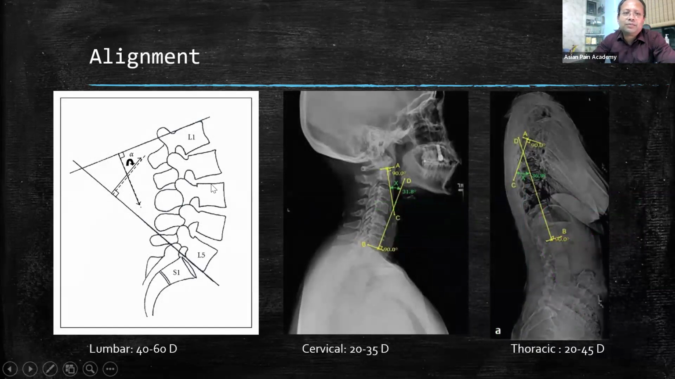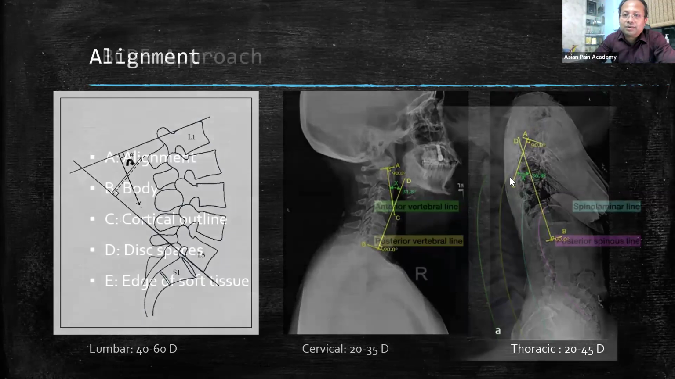By different measurements, whether it is a lumbar spine, a cervical spine or a thoracic spine, we can understand whether the normal lordosis, which we find at lumbar and cervical level, or the normal kyphosis, which we find at the thoracic level, is normal or more or less. So this alignment we can understand. When we are seeing in OPD, first we will see that these lines are very important.